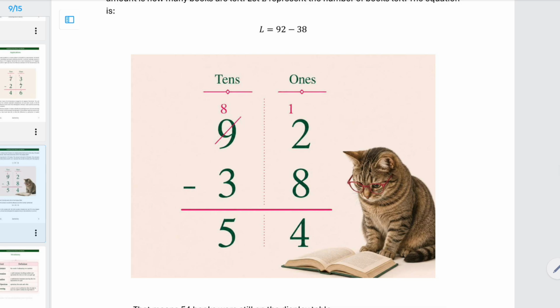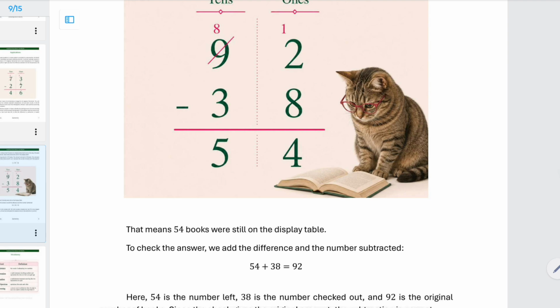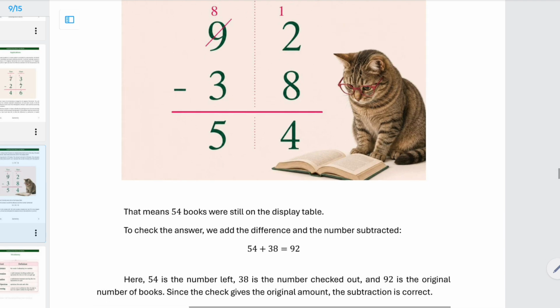When we do our subtraction, we start in the ones column. 2 minus 8 is not something we can do. So we borrow from the 9 and turn it into an 8, and turn our 2 into 12. 12 minus 8 equals 4. And then in the tens column, 8 minus 3 equals 5. That means 54 books were still on the display table.